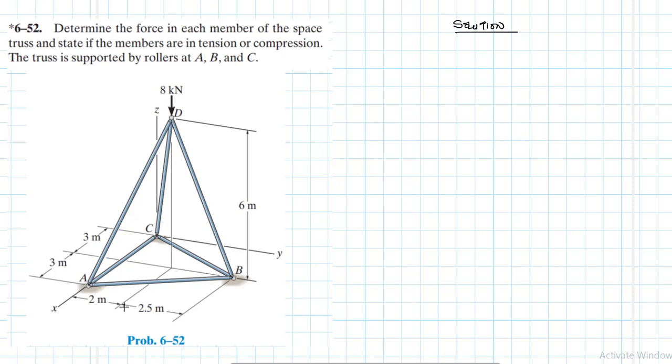We've been told all the supports at A, B, C are rollers, and therefore when we look at the direction of the loading, we expect only vertical reactions in the Z direction, and they will all be pointing up like that. So these are the reactions that we expect. This is BZ, CZ, and AZ.